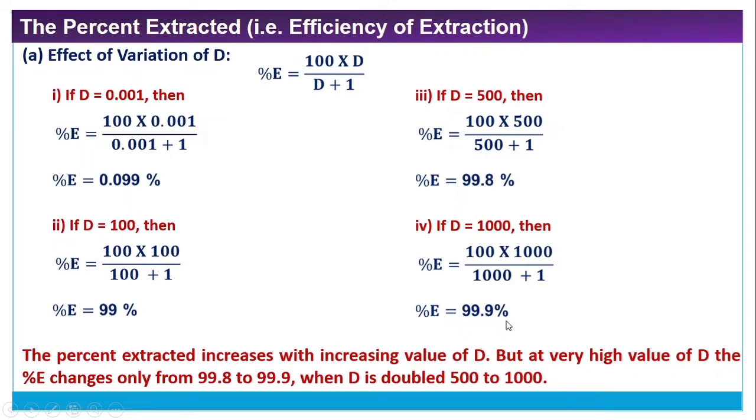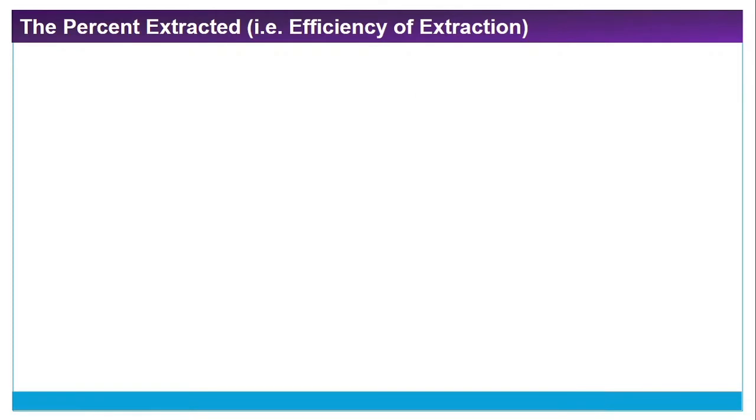Now we will see the effect of Va upon Vo, the ratio of the volume of the aqueous phase to the volume of the organic phase. So this is the formula for efficiency of extraction: percent extraction is equal to 100 times D divided by D plus Va upon Vo.